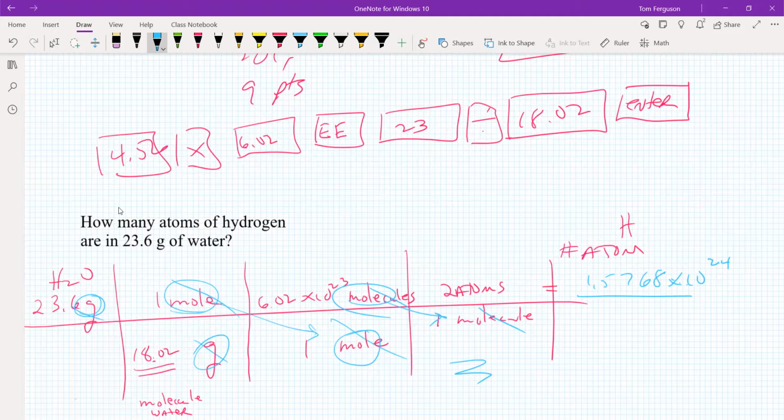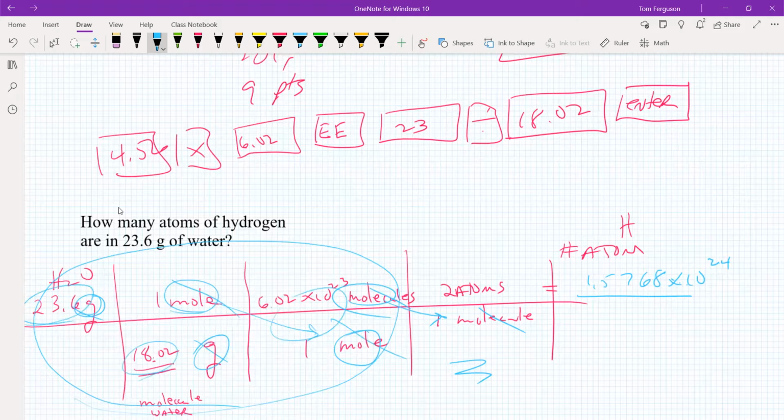Normally, it's all done at a molecular level, all the calculations. Then at the end, we tweak it for atoms, normally, because everything is given at the molecular level. You know, the molar mass is molecular, the given is molecular, everything's molecular.